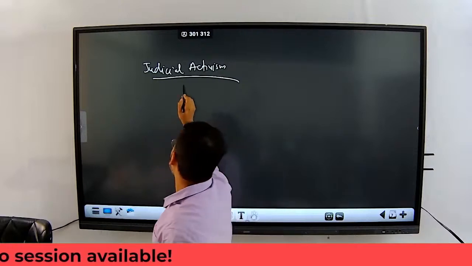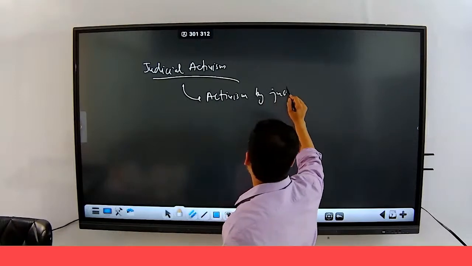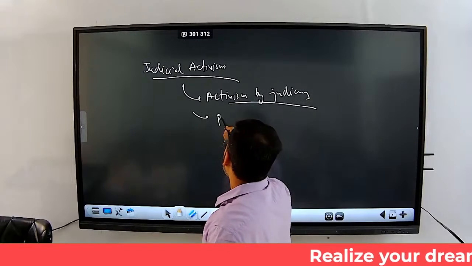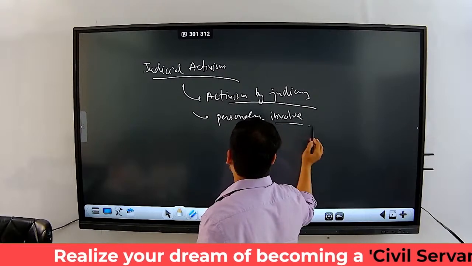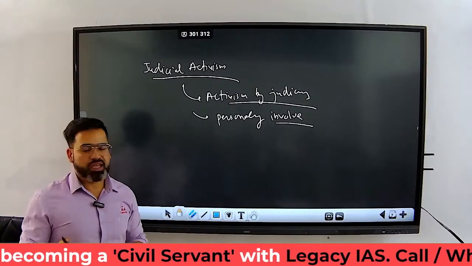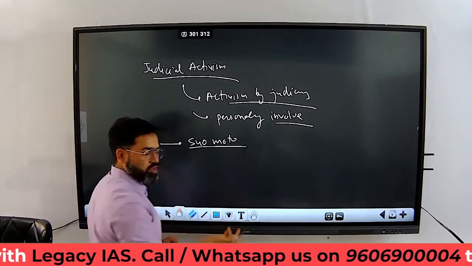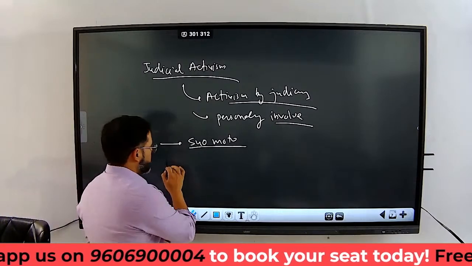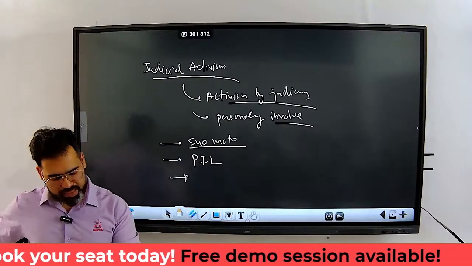That is activism by the judiciary, when they are personally involved. So how does their case come? Suo motu, they file the case themselves. No one is approaching, still they are filing the case. Or through PIL, public interest litigations.